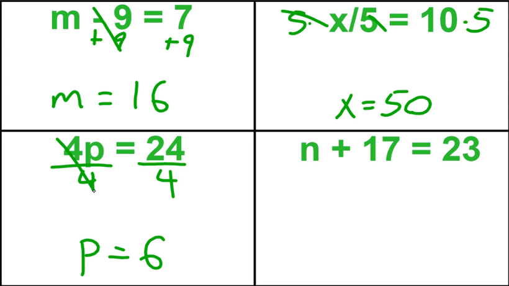And last one, N. N equals 6 is correct. It's got plus 17. So we do minus 17 to both sides. The plus 17 minus 17 cancel out. 23 minus 17 gives you 6.